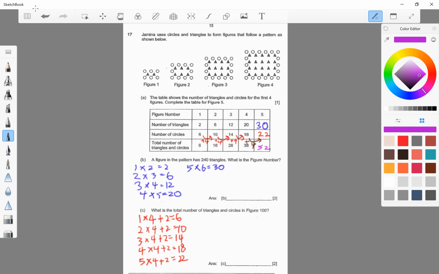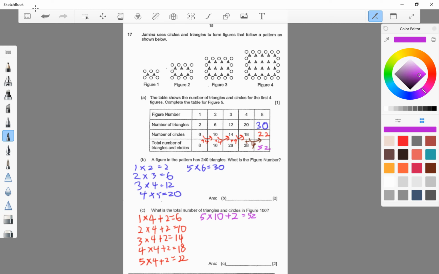And I also realize that when it is time for the total number of triangles and circles, interestingly, let's take a look at figure number 5. So for figure number 5, right, it's actually 5 times 10 plus 2. It gives me 52.